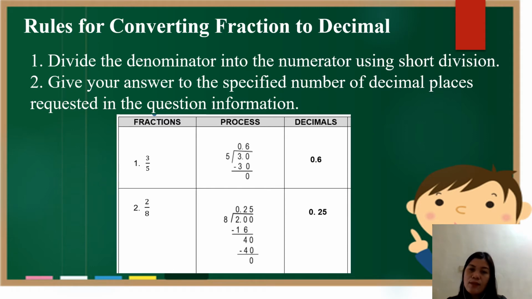As you can see, we only divide: 3 divided by 5 cannot be done, so you add 0, and so on. So you come up with the answer. Our answer here is 0.6. Then 2 divided by 8 is 0.25. Another example.